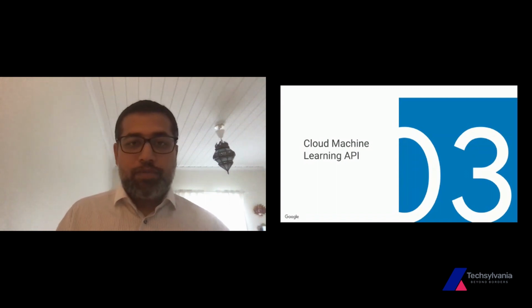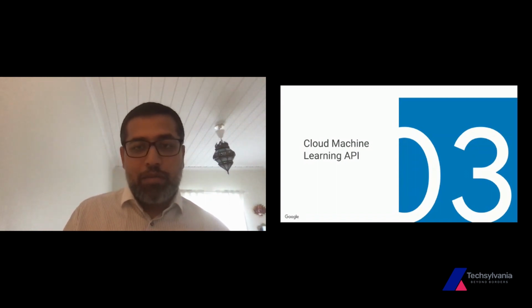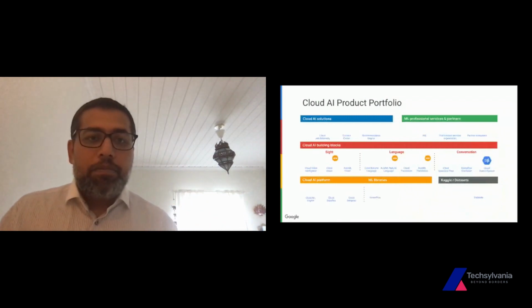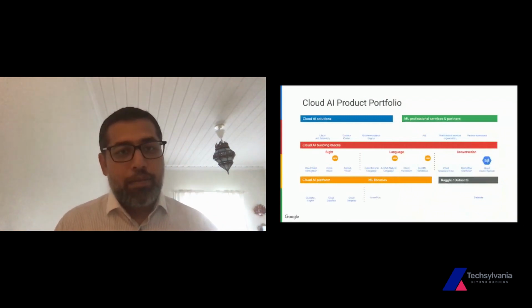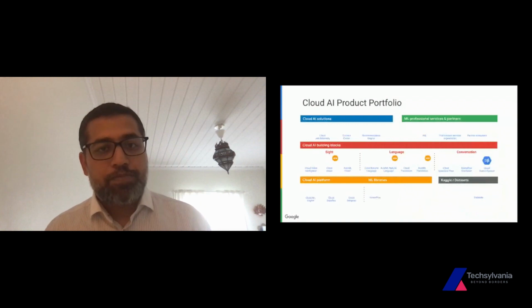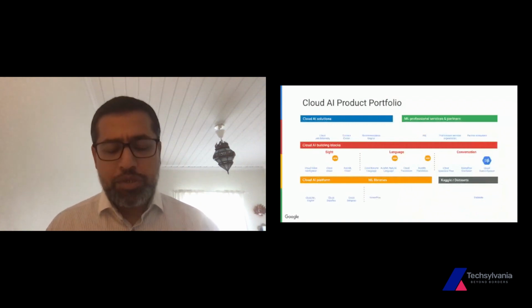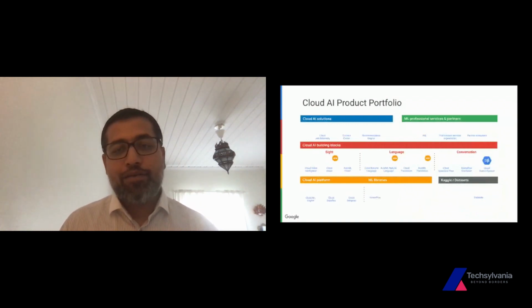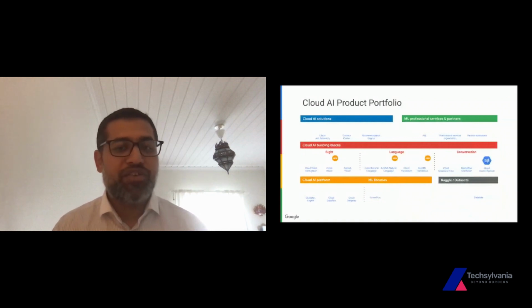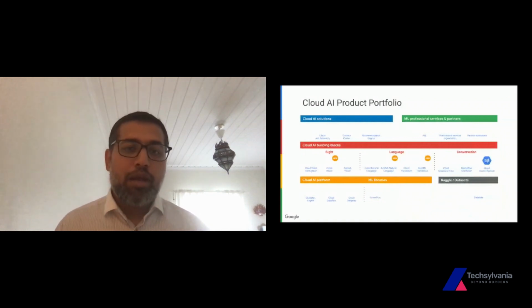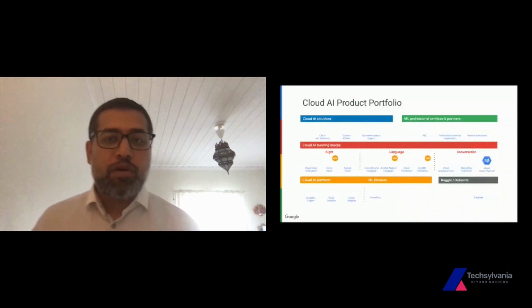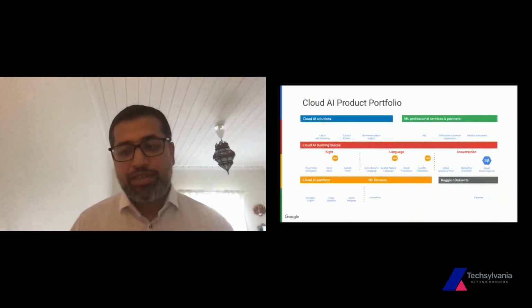So first and foremost, we have Cloud Machine Learning API. I'm going to skip this one for now. Cloud Machine Learning APIs are pre-trained machine learning models, so you don't have to bring any data, work on distribution, etc. Those models are trained already. So you have models for speech, models for video intelligence, models for Cloud Vision, etc.